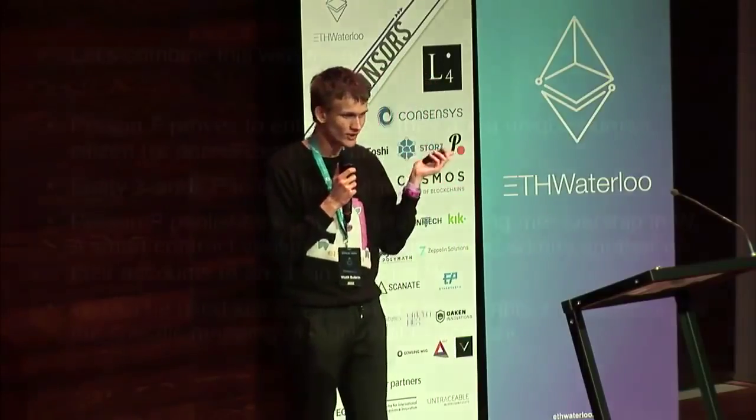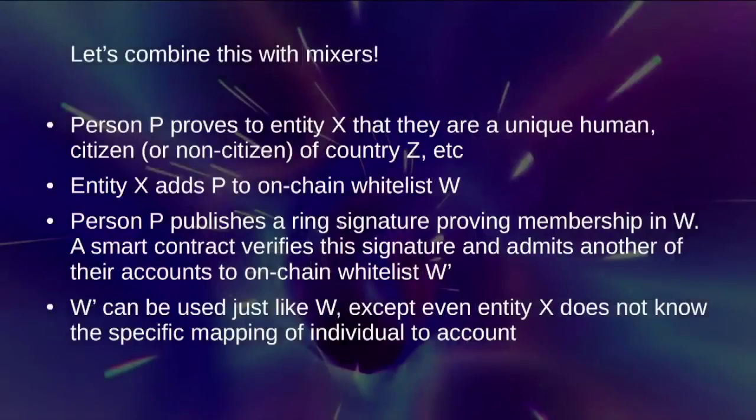So Paul proves to Xylophone that they are a unique human. They might have a video call, they might show a passport, they might do a bunch of things. Xylophone might run some machine learning algorithms. They prove that they're a human. They might prove that they're a citizen of Zimbabwe, but not a citizen of Zambia. And then entity Xylophone adds Paul to an on-chain whitelist, and we'll call this whitelist, let's say, Willy.